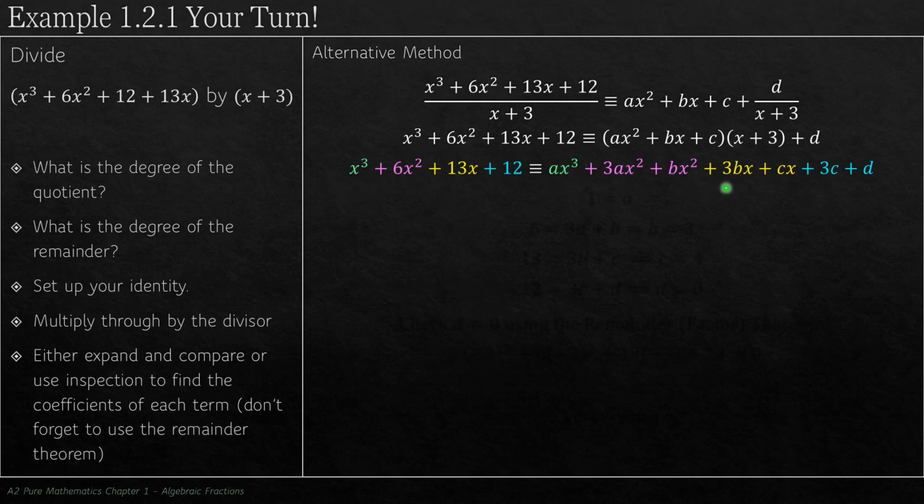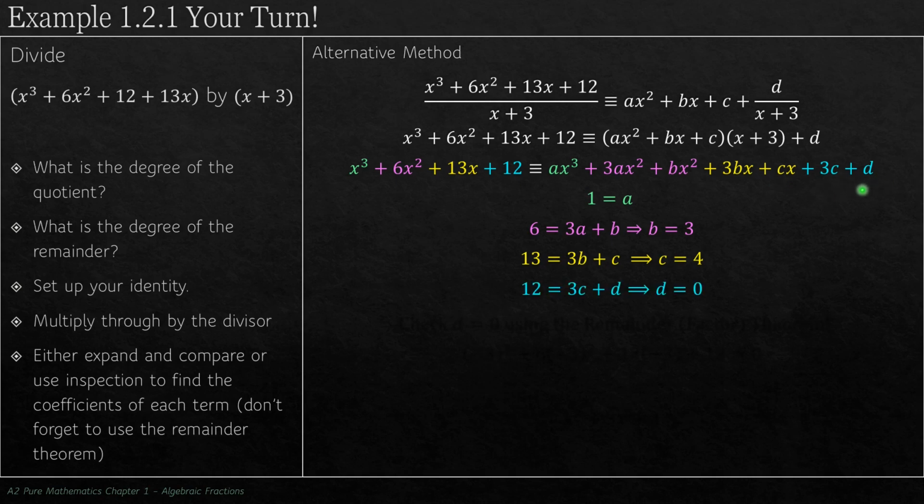So it's the same as the last question. I've got it colour coded in the same way. It may be organised slightly differently, but the method should be exactly the same. So starting with the cubics, we've got a is equal to 1. Filtering that 1 through into the quadratics, we've got 6 is equal to 3a plus b, so b is equal to 3. Looking at the 13 and the 3b and the c for the linear term, leads me to c is equal to 4. And then for the constant term at the end, we've got 12 is equal to 3c plus d, which leads me to d is equal to 0.